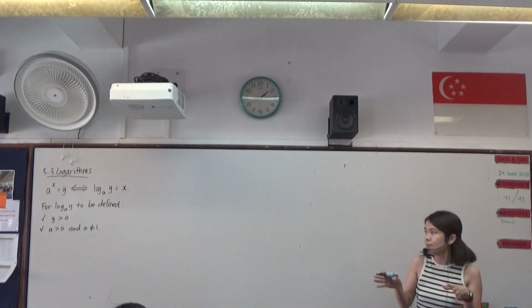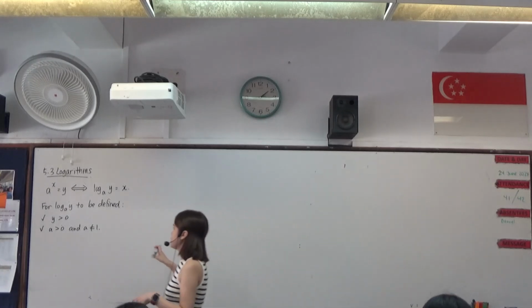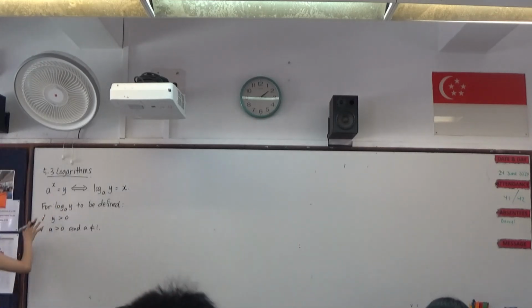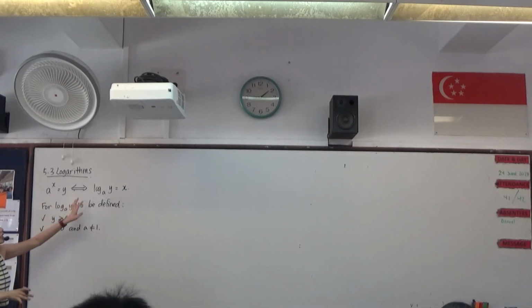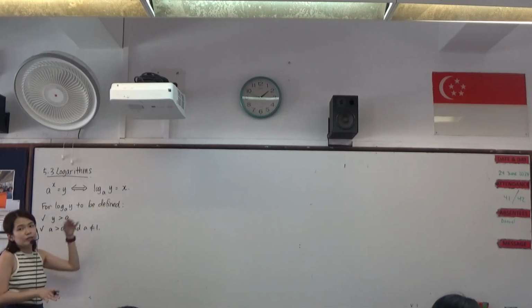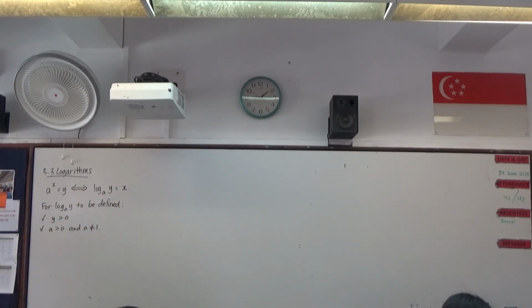Logarithmic form already. So what I have on the whiteboard over here is the index form a to the power of x equals y, and then changing it to log y base a equals x. We have certain special logarithms. When our base is 10, we use the common log, lg, and if the base is e, we use the natural log, which is ln.